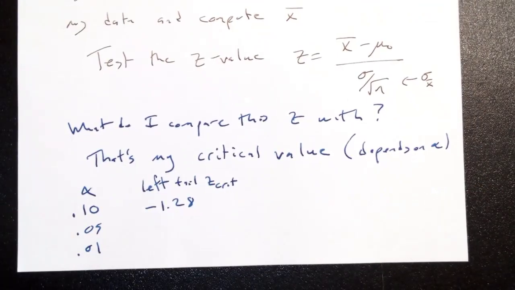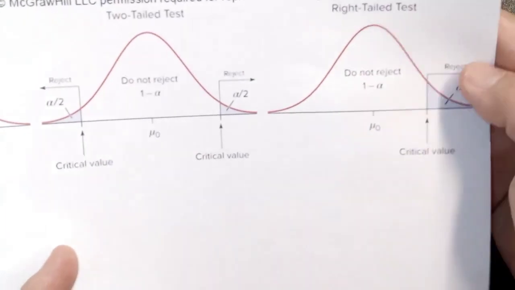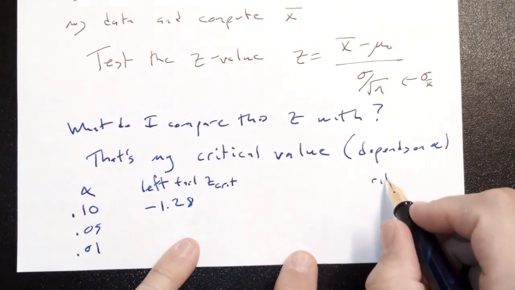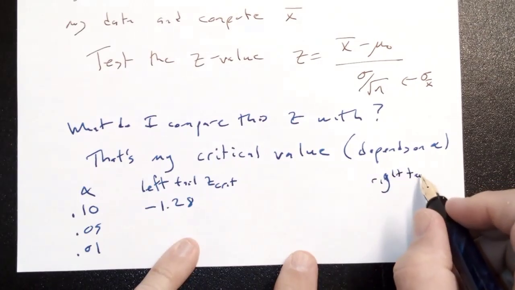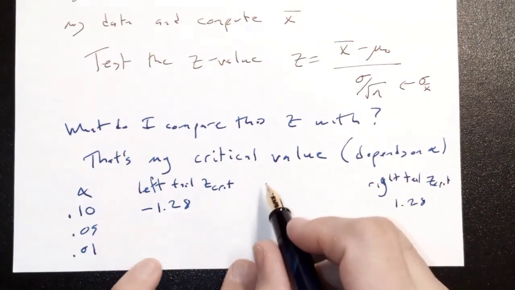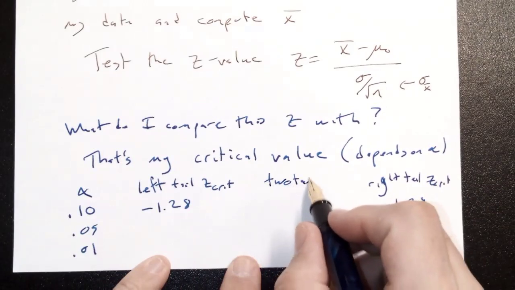Wait a minute. By symmetry, remember, my picture for my normal distribution is the same on the left as it is on the right. What's the right tail critical Z? Positive 1.28. So the only question is what goes here in the middle when I do two tail?